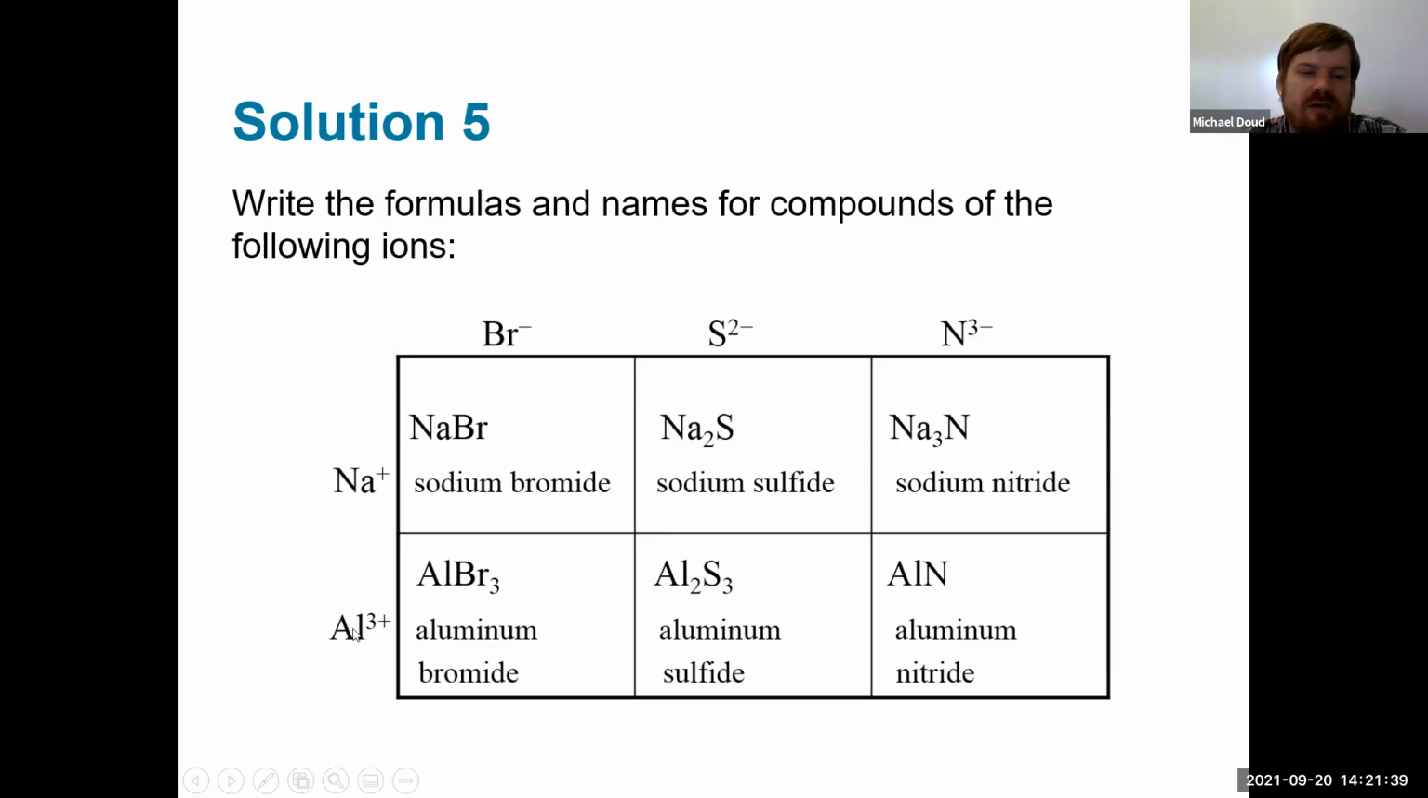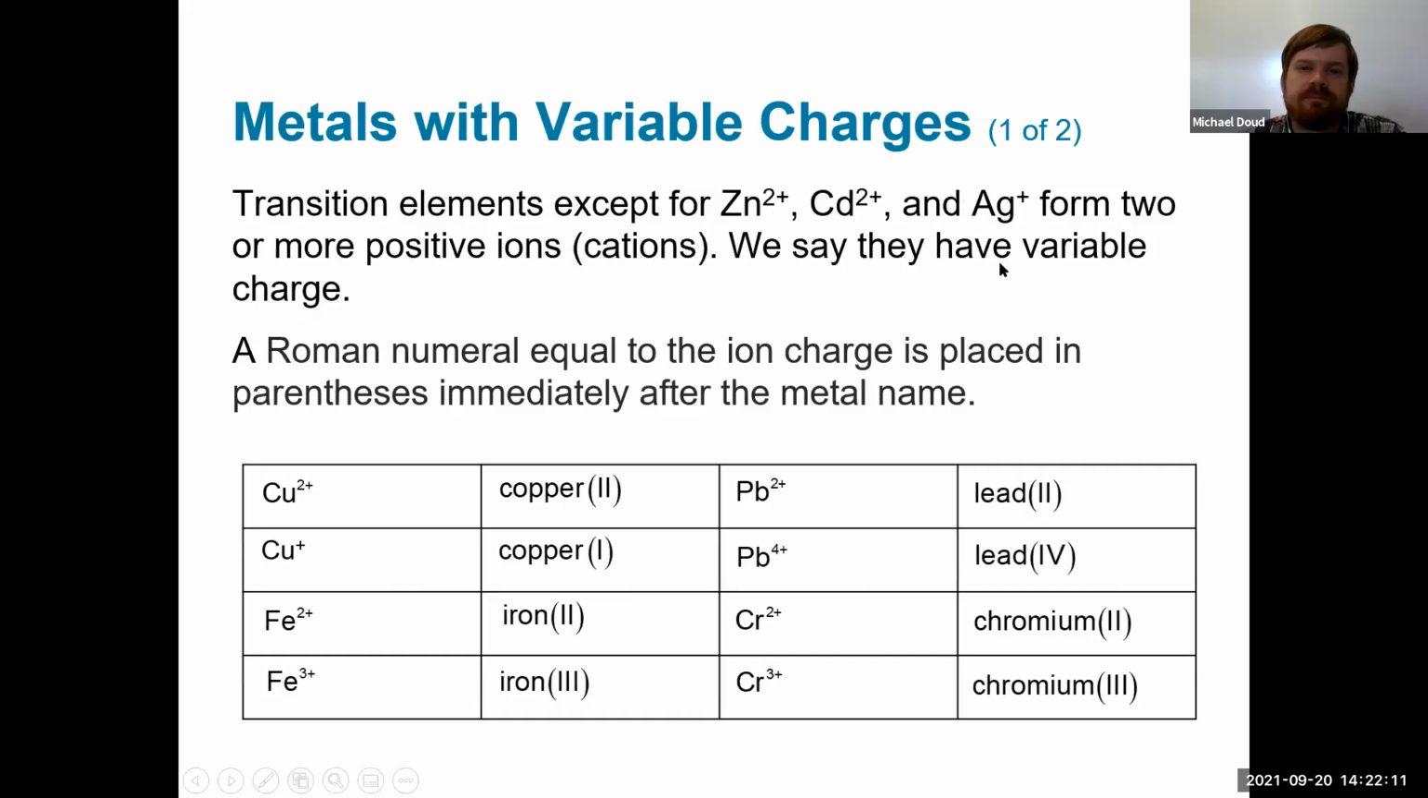Then we do the fun one down here, aluminum. Aluminum combines with bromide. You need 3 of the negative ions to balance the 1 3+ ion. So AlBr3 is aluminum bromide. When it combines with sulfide now, we need 2 aluminum ions for every 3 sulfide ions for a net 0 charge. That forms Al2S3, which is aluminum sulfide. Then aluminum and nitride, they cancel each other's charges out perfectly. So it's just AlN, and that would be known as aluminum nitride.